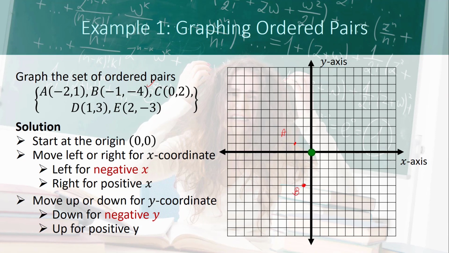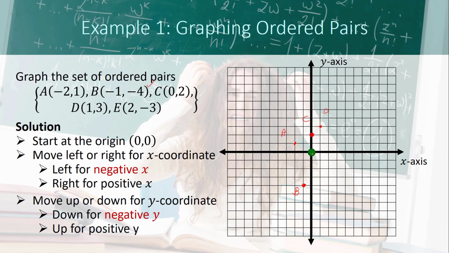Okay, for C, the x-coordinate is 0, which means we don't go anywhere. We stay right here where the origin is. The y-coordinate is positive 2, so we're going to go up 2 units. 1, 2, and this right here is C. For D, we have 1, 3, so that's going to be 1 unit to the right for the positive 1 in the x direction. And then we're going to go up 3 units for the y-coordinate, since that's a positive 3. 1, 2, 3, and this right here would be D.